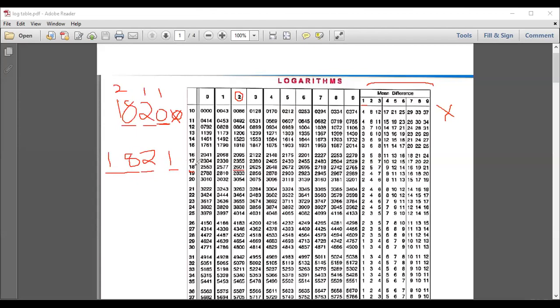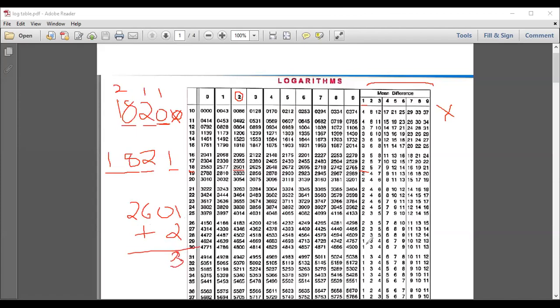Now in this case, if I see 18 under column 2, it was 2601. If the same way I go till column number 1, can you all see the digit 2 over here? So the value of 18 would have been 2601 plus 2. You always have to add the mean difference. So 2601 plus 2, the mean difference you have to add. So the answer would have been 2603. That's the only difference.